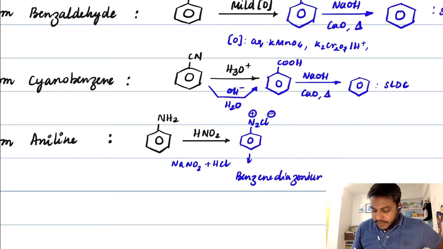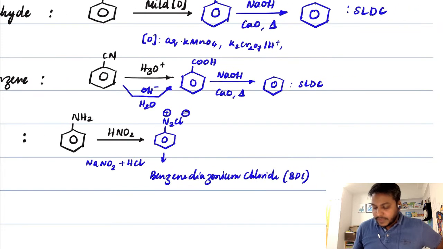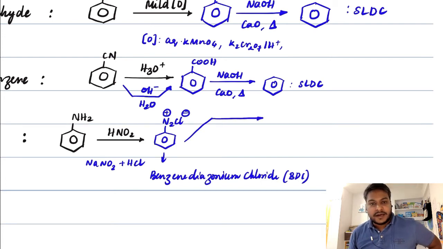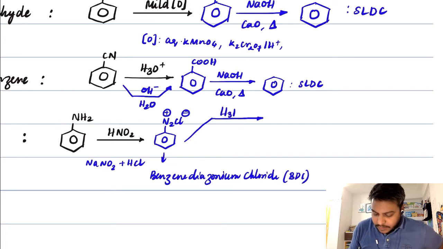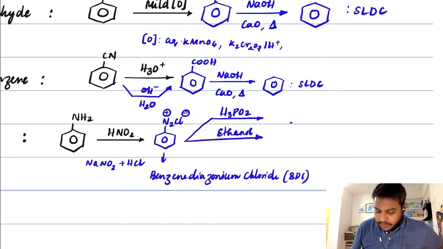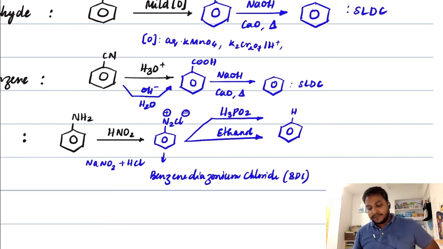This is called benzene diazonium chloride, BDC. Very useful reagent for making a lot of compounds. Once you get benzene diazonium chloride, we can use H3PO2, or we can use ethanol to convert this diazonium salt into benzene here.